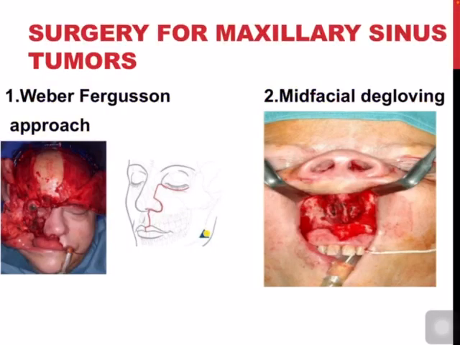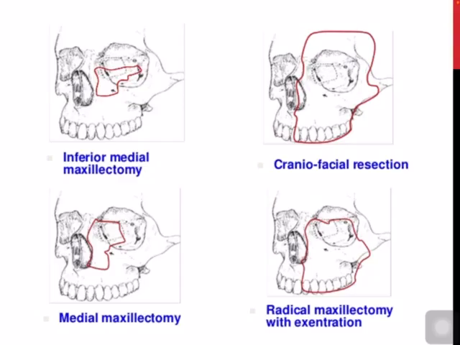Surgery for the maxillary sinus tumors. We have the Weber Ferguson approach. We have midfacial degloving. Here are their pictures, as we can see. We have inferior medial maxillectomy and canine fossa resection, or we have medial maxillectomy and radical maxillectomy with exenteration. Thank you.